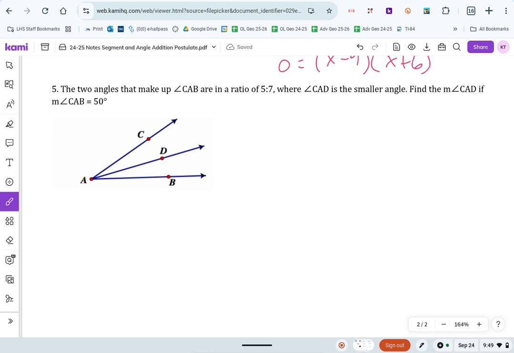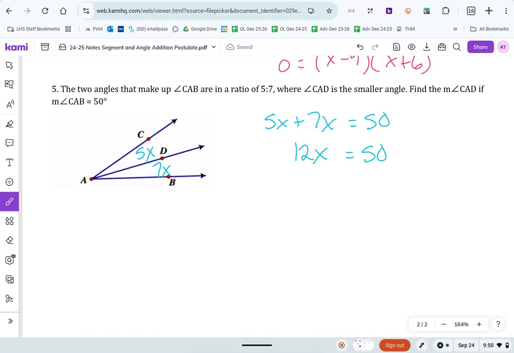So same thing for the angle. For angle CAD, which is a smaller angle, we have 5 cups of CAD, or 5 pieces, 5x. That angle is taking up 5x, or 5 cups of the total angle. The other angle, DAB, that's our sugar, it gets 7 cups. So total, we have 5x plus 7x, or 12x pieces of our angle. And we know how much our angle is altogether. It's 50, so all of our pieces add up to equal 50.